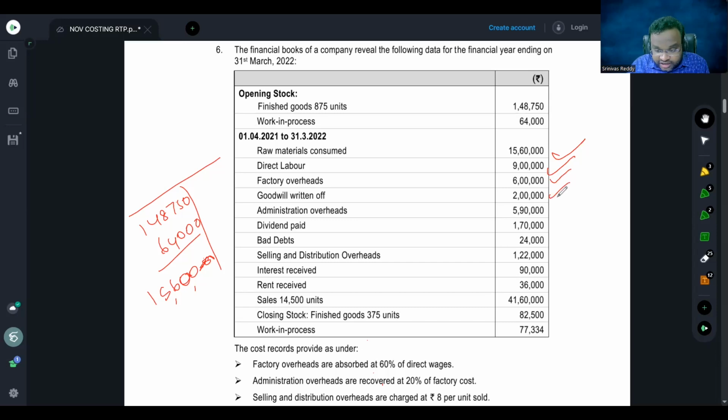Goodwill written off, it will be taken in financial accounts. Administration overheads, dividend paid, bad debt, selling and distribution, interest received credit side, rent received credit side, sales 41 lakh 60,000. Closing stock of finished goods, how much? 82,500. WIP 77,334. So we can simply work out what is the profit as per financial accounts.